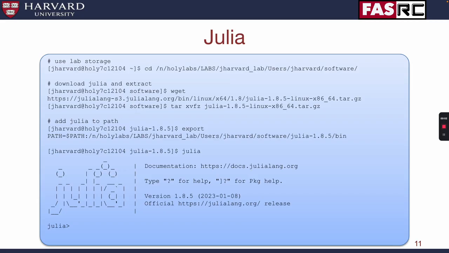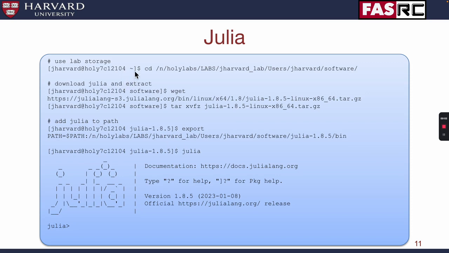For Julia, we recommend that each user downloads their own copy. You can download it in your lab directory with wget. Then you extract the file with the tar command to extract the tar.gz file. And after you're done, you have to export the path.